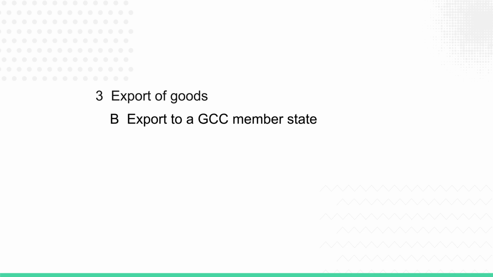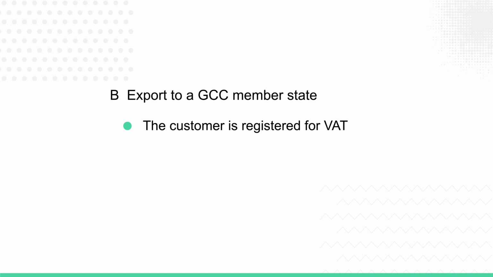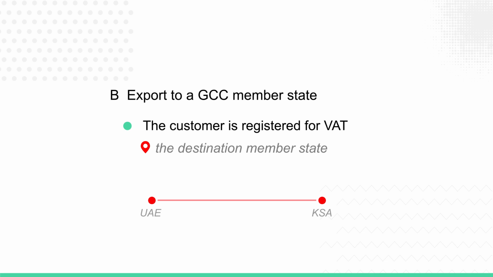The first one is that the customer to whom the goods are being exported is registered for VAT. If the customer is GCC VAT registered, then the place of supply will be the destination member state. Say for example, you are exporting goods to a registered customer in the KSA. In this case, the place of supply will be chosen as KSA.